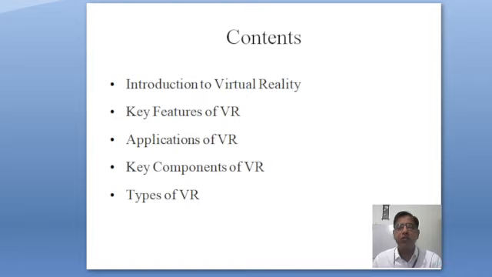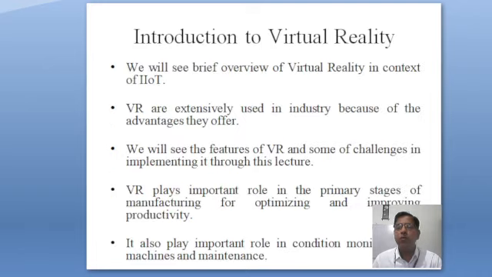Now, under the umbrella of Industry 4.0, there are many technologies working simultaneously, and one of the important technologies is virtual reality. We'll see a brief overview of virtual reality in the context of IoT. VR is extensively used in industry because of the advantages it offers. We will see the features of VR and some of the challenges in implementing it through this lecture. VR plays an important role in the primary stages of manufacturing, and in optimizing and improving productivity. It also plays a major role in condition monitoring of machines and maintenance.